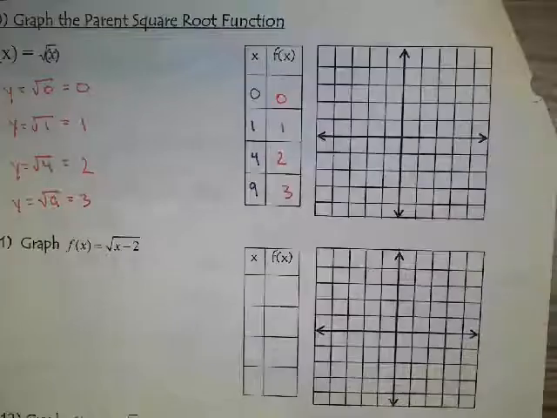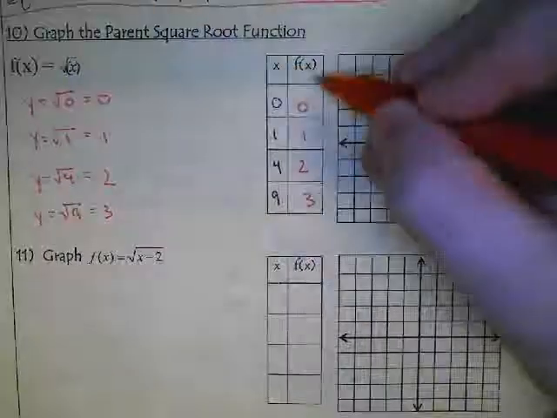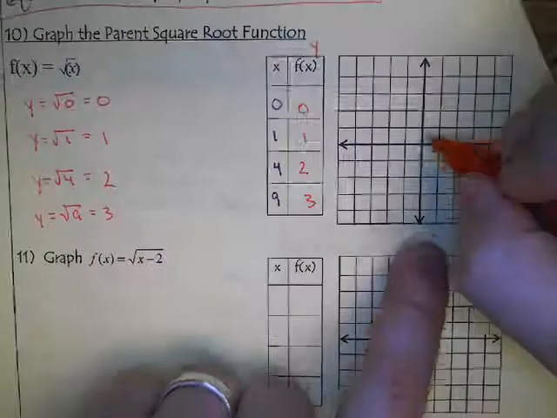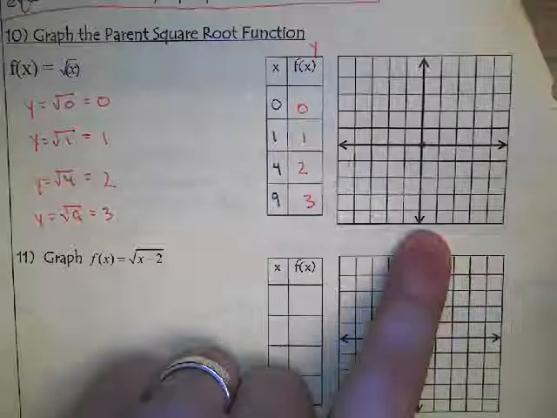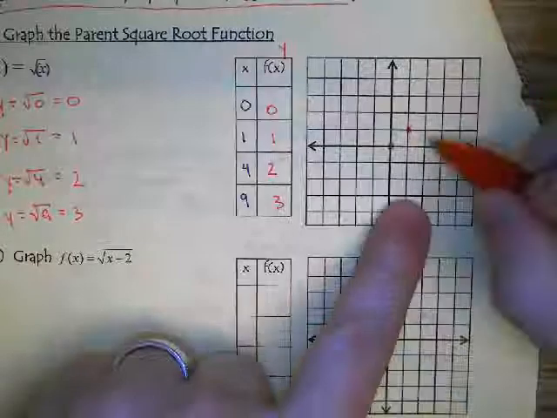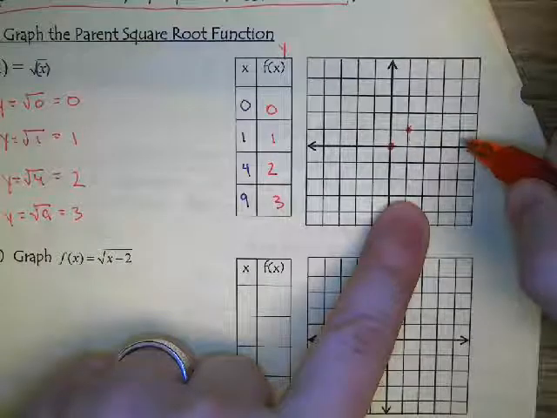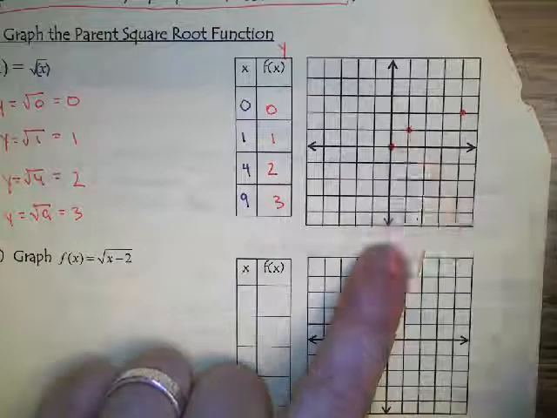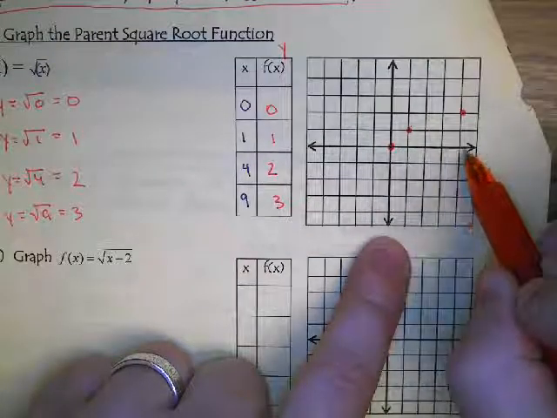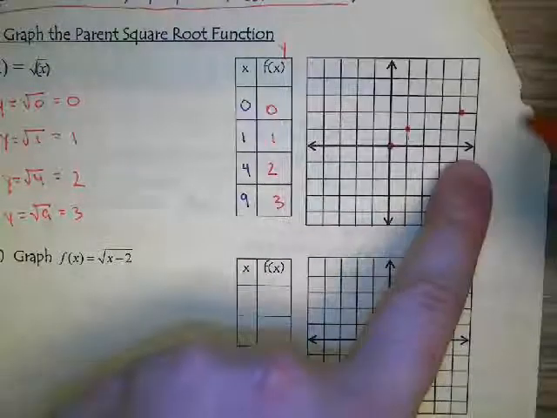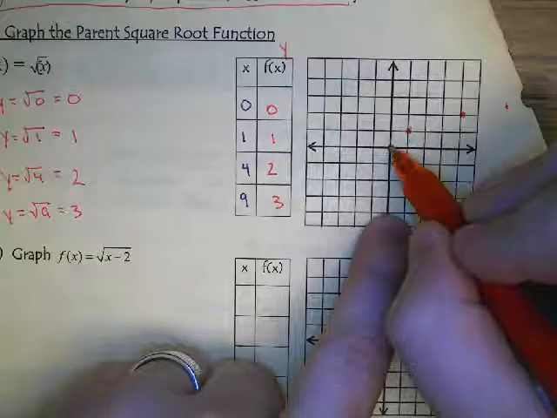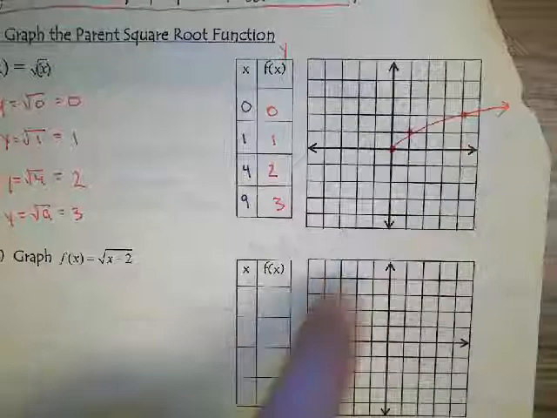Now we have our x's and y's to plot. Here's our x column. The f of x is always our y column. And we plot them. I have 0, 0. Then I have 1, 1. Just plotting these points. Then I go to 4, 2. And then if our graph was big enough, we would graph this as 9, 3. It's 4, 5, 6, 7. So we'll go out here and we'll just put it somewhere kind of like that.